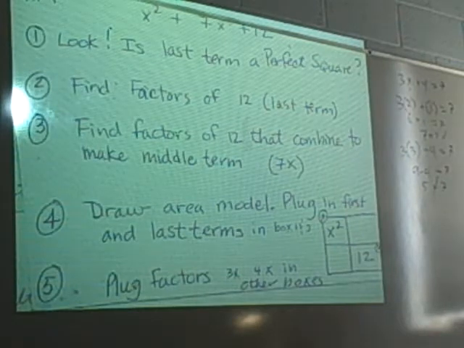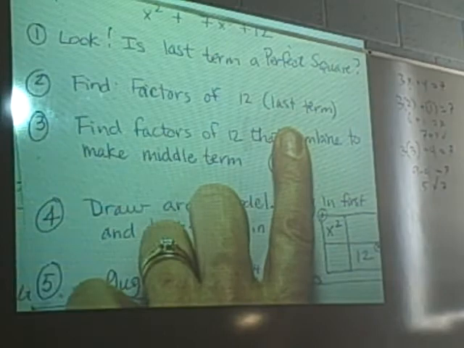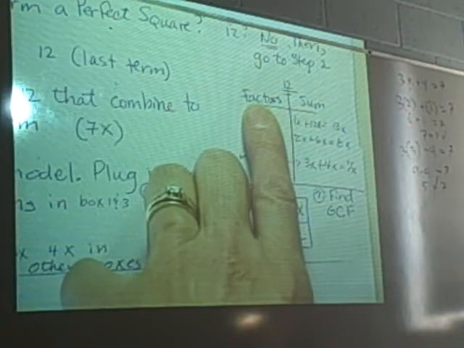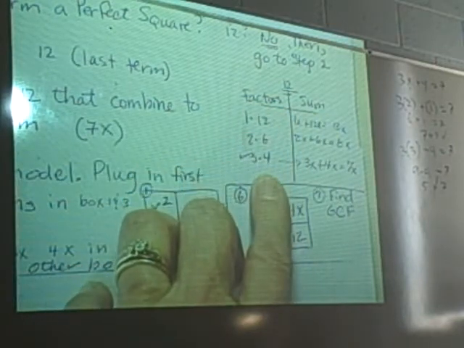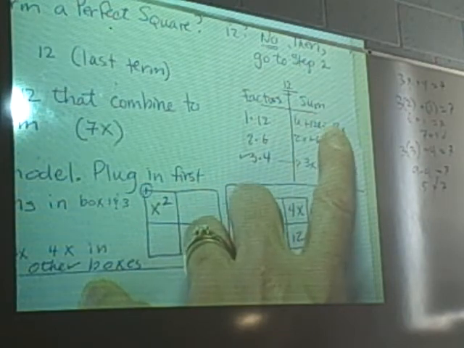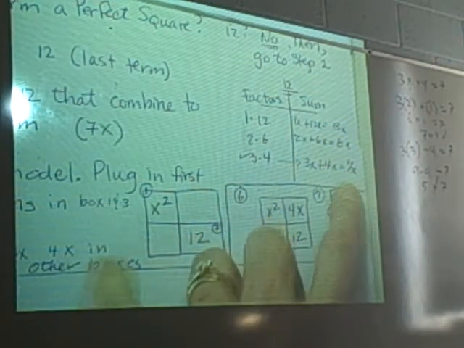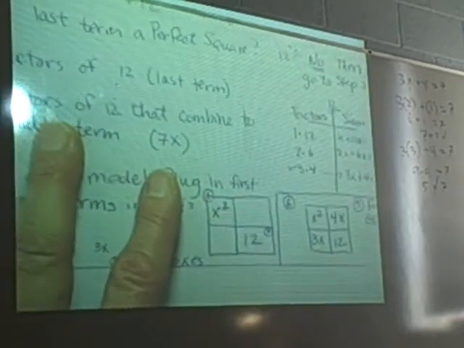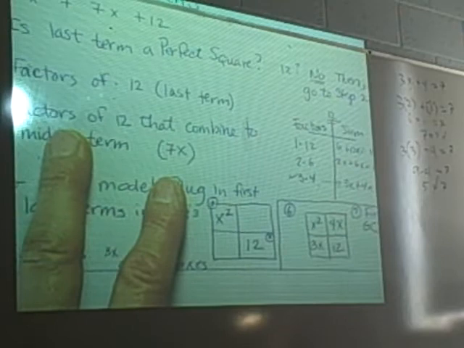And 12 is not a perfect square, so we need to find the factors of 12, which is the last term. We're actually going to be doing 2 things. We're looking for the factors of 12 whose sum will combine to the middle term. I'm going to zoom out a little bit so that you can see what I mean. The middle term on this problem was 7x.